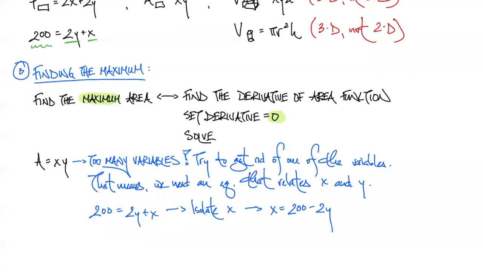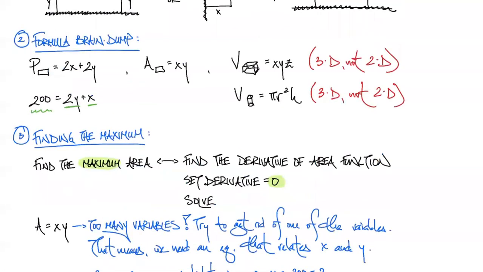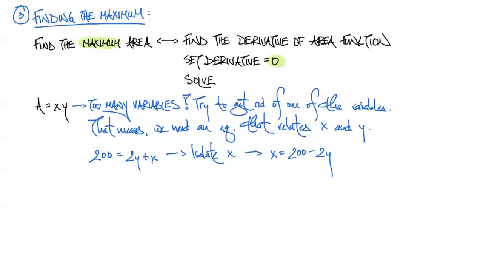And where did we get that equation? We did a really good job in our brain dump, okay? All right, so let's turn this multivariable calculus question into a single variable calculus question. We're going to do that by saying everywhere we see an X, let's choose a different color. Everywhere we see an X, we're going to replace it with 200 minus 2Y.